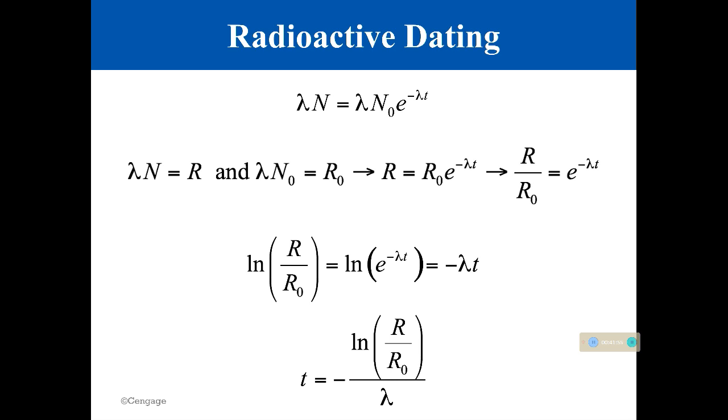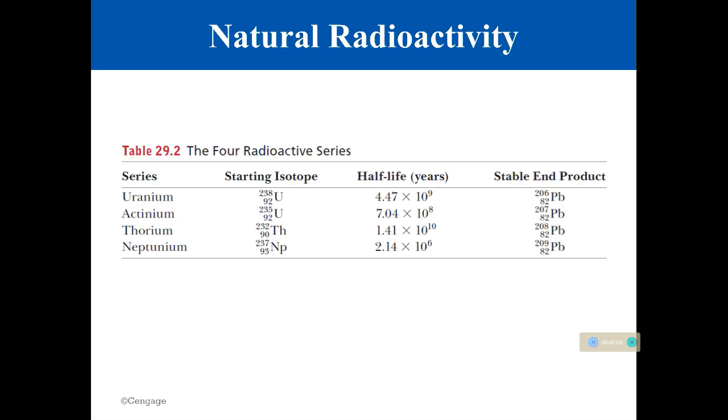Here's how much time it should have been. I'm going to expect you to do this math essentially from the beginning up here, so I'm not going to spend a lot of time explaining it, because you can do that math. Finally, natural occurring radioactivity, you're going to be expected to be able to do this. So uranium, the 4 radioactive series. Uranium is your starting isotope, and its end product is that, and half-life in years.